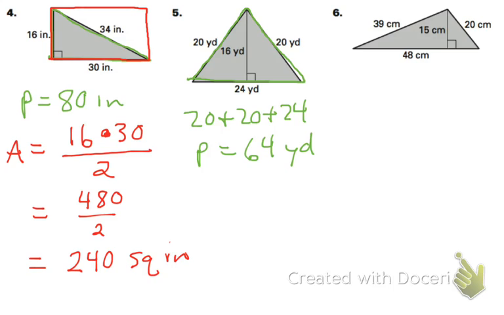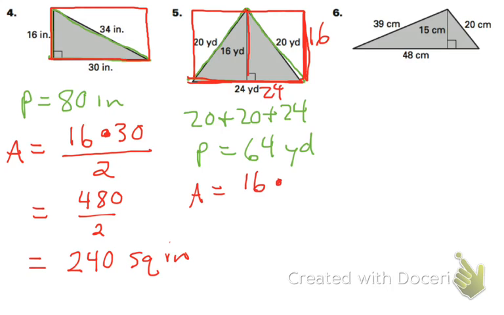For the area, I'm going to have to imagine a rectangle around this triangle right here. And I can see that the length of the base of the rectangle is 24. But the height, the way that you can find out the height is you can look right in the middle of the triangle. It looks like the triangle is 16 yards tall. So to find the area for the triangle, I'm going to first find the area of the rectangle by doing 16 times 24. And then since the triangle only takes up half that much, I'm going to divide by 2.